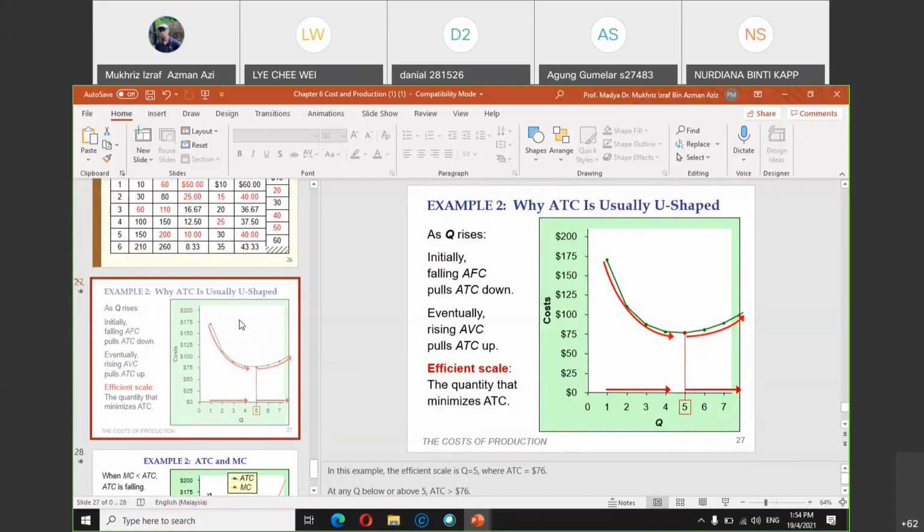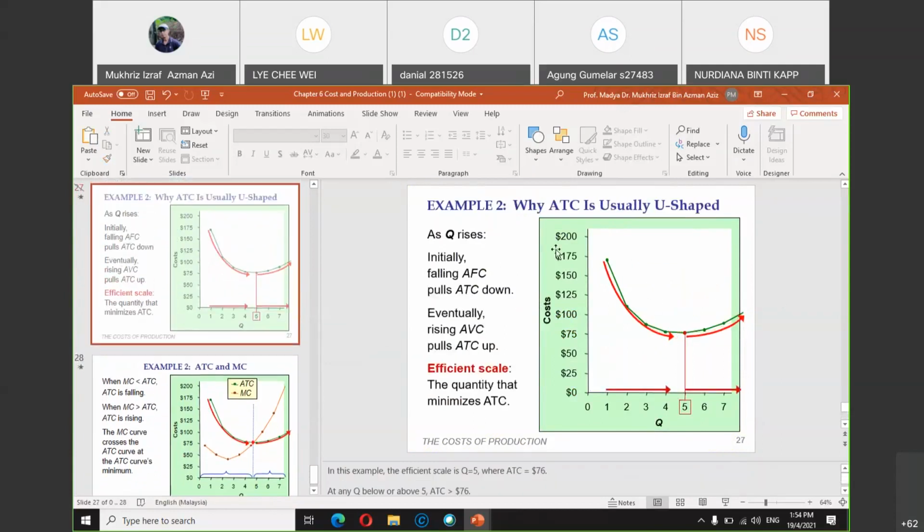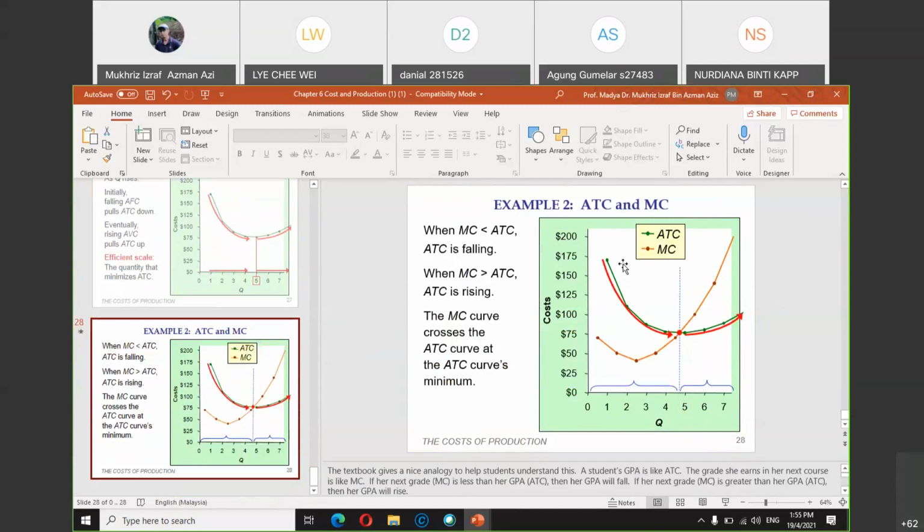the application of why ATC is usually U-shaped, why it declines and then goes up again. And then also the point just now where I mentioned marginal cost, the relationship between marginal cost and average cost. So marginal cost will only cut average cost at its minimum point. This is the observation that you need to understand, or the summary of the relationship between average cost, average variable cost, and also average fixed cost.